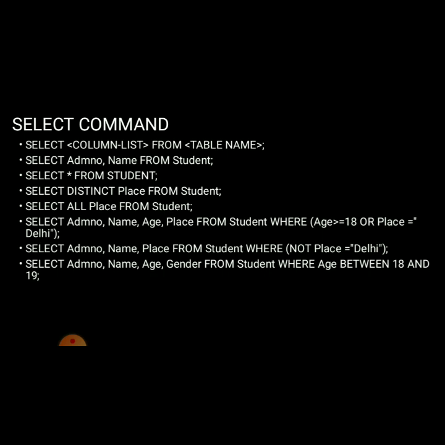The next command: select admission number, name, age, gender from the student where age between 18 and 19. This comes with two comparisons: age between 18 and 19. Select admission number, name, place from student where place in Chennai, Delhi. Already we have seen one example where place matches with Delhi. Here we give more than one place.